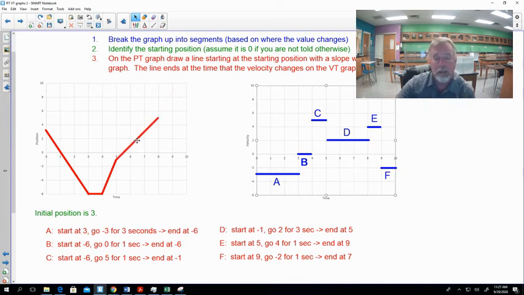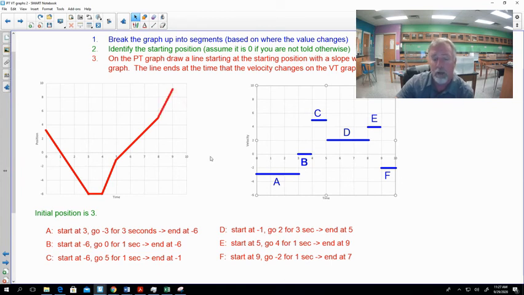Next, segment E, we're going to start at 5. We start where we left off. Our velocity here in segment E is 4, and we're going to go for 1 second. So we start at 5, we go at a velocity of 4 for 1 second, so we're going to add 4. 5 plus 4 ends at 9.